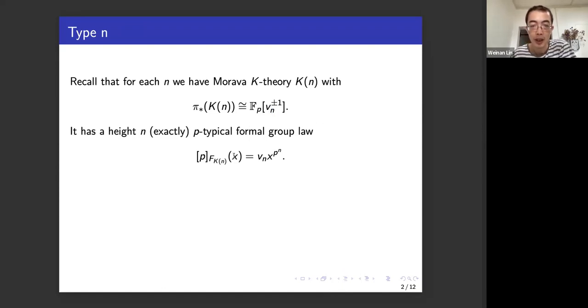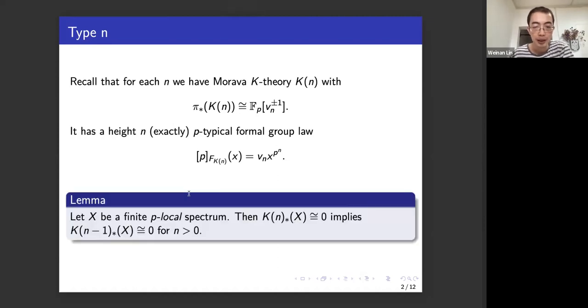p-typical formal group law, and yesterday Zhipeng talked about this, and he also mentioned how to construct the Morava K-theory from MU, the complex cobordism spectrum. And here's a lemma. Let X be a finite p-local spectrum. Then if the K_n homology of X is trivial, it implies that the K_{n-1} homology of X is 0.